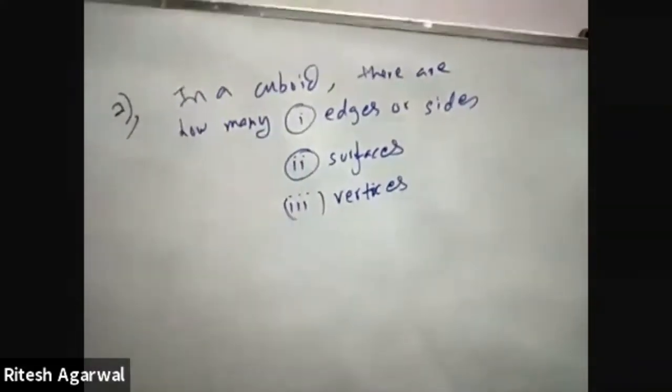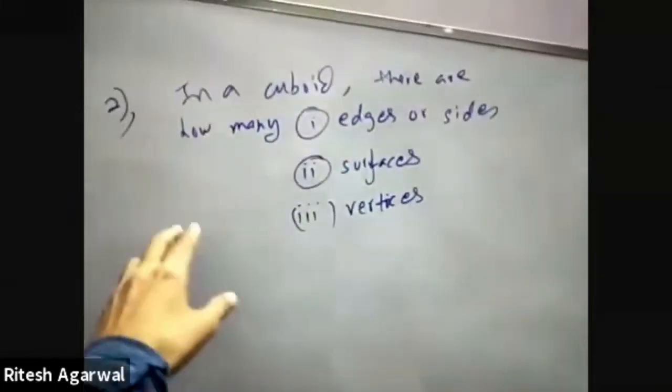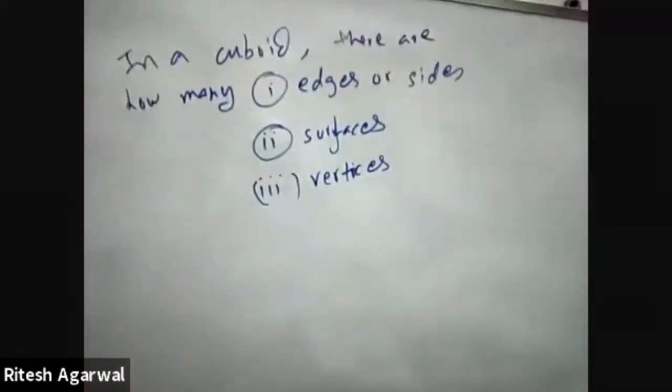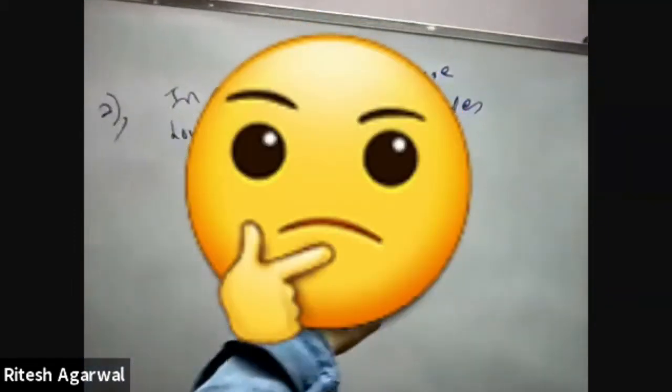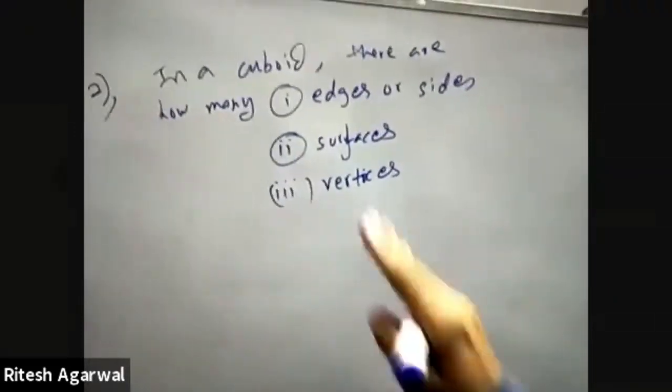Second question. In a cuboid, how many edges or sides, surfaces and vertices are there? Number 1, edges. Number 2, surfaces. Number 3, vertices. Now this is a conceptual question.